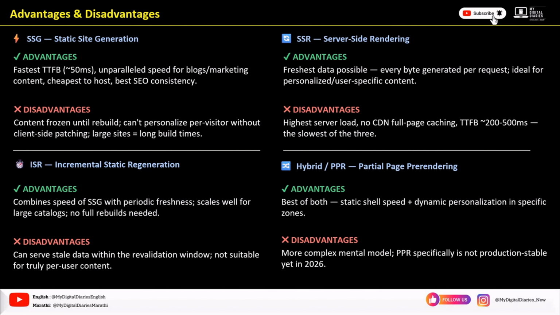So let's zoom out for a second. SSG: blazing fast but frozen content. SSR: always fresh but the heaviest to run. ISR: a smart middle ground but can serve stale data. And hybrid or PPR: the most powerful option but also the most complex, and it is still maturing. So there is no single best strategy here. There is only the right strategy for your route.